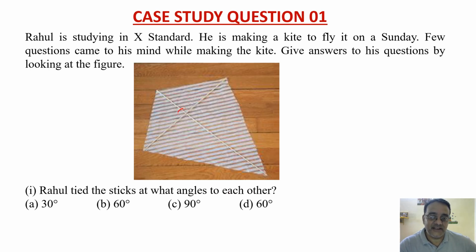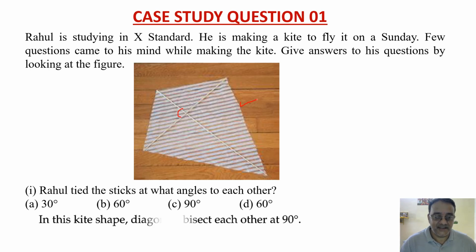So you have to find this angle. And this is a kite. Okay, which type of quadrilateral? Kite. And there is one property of the diagonals of a kite, that the diagonals intersect at right angle, right? So what is the angle then? 90 degree, right? In this kite shape, diagonals do not bisect each other, write intersect each other at 90 degree, क्योंकि ये सिर्फ एक ही डायगोनल यहाँ पे bisect हो रहा है, दोनों नहीं हो रहा है. So the correct option is C.